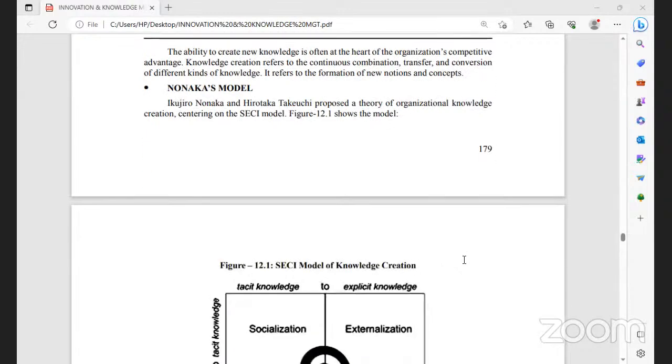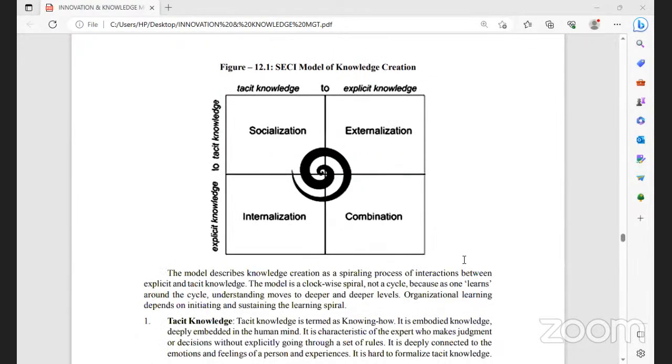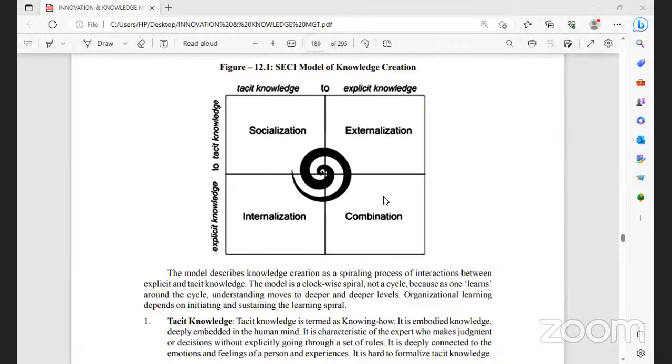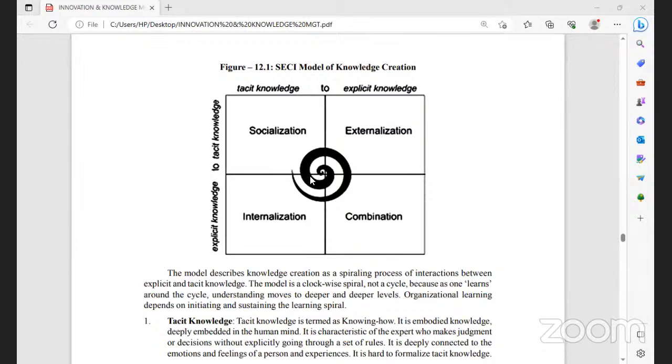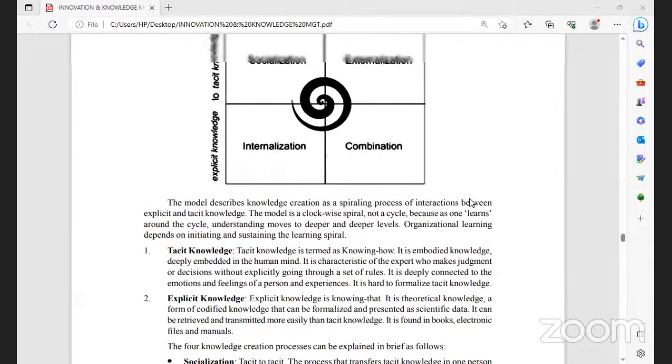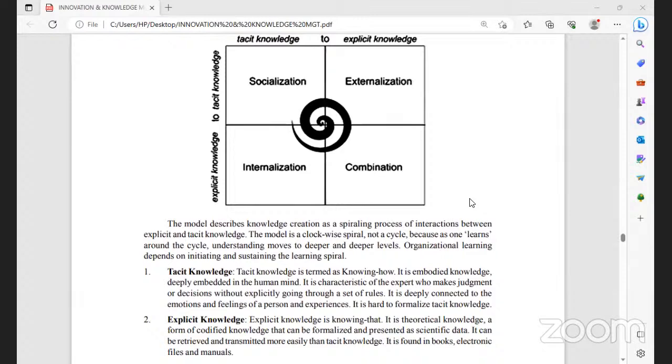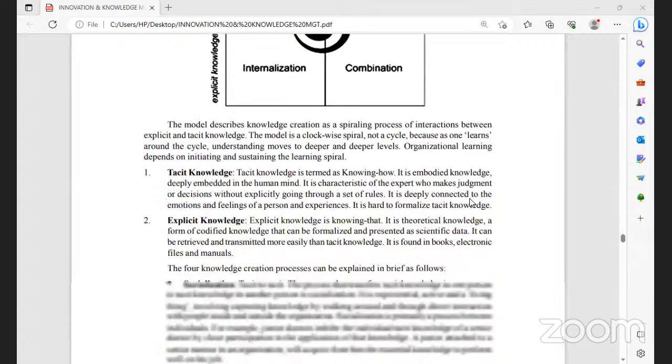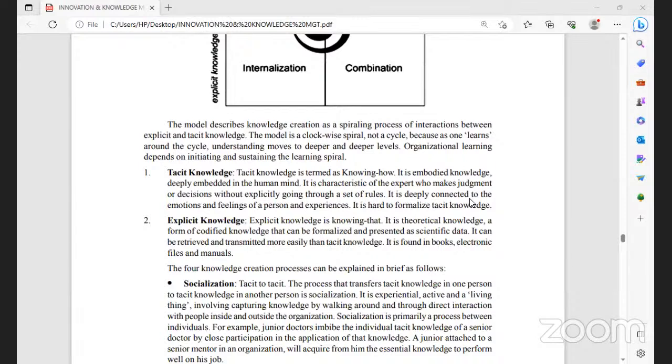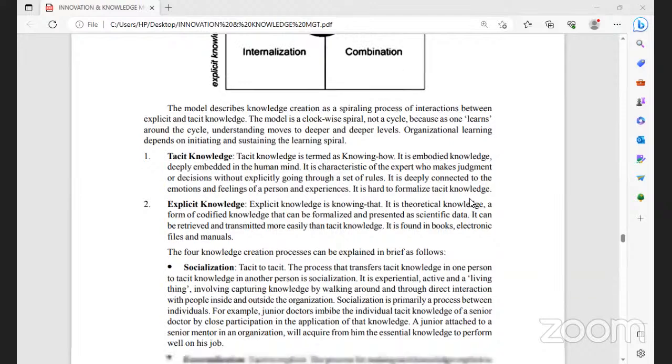Nonaka's model is very important from the examination point of view. Nonaka proposed a theory of organizational knowledge creation centering on the SECI model. What does this SECI model consist of? It consists of a matrix of four chambers: socialization, externalization, internalization, and combination, relating to tacit knowledge to explicit knowledge and explicit knowledge to tacit knowledge, on the x-axis and y-axis respectively. The model describes knowledge creation as a dynamic process of interaction between explicit and tacit knowledge.